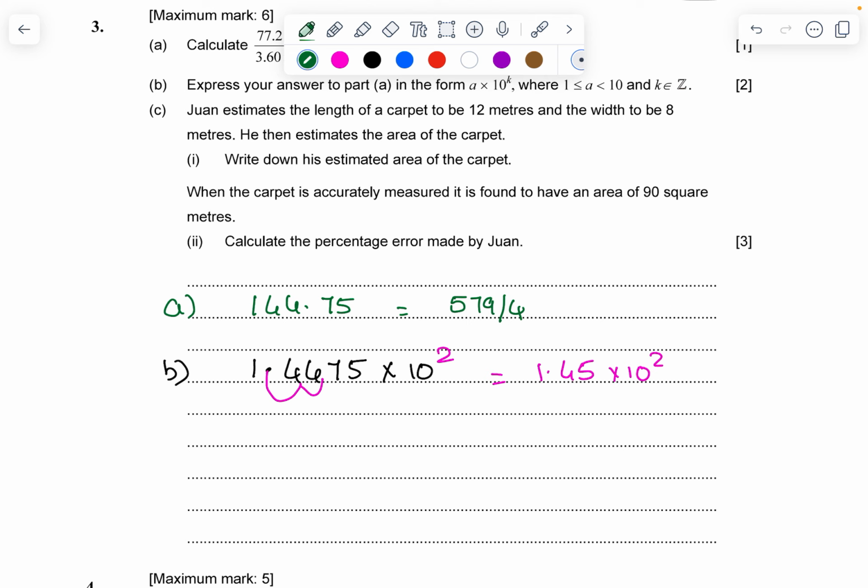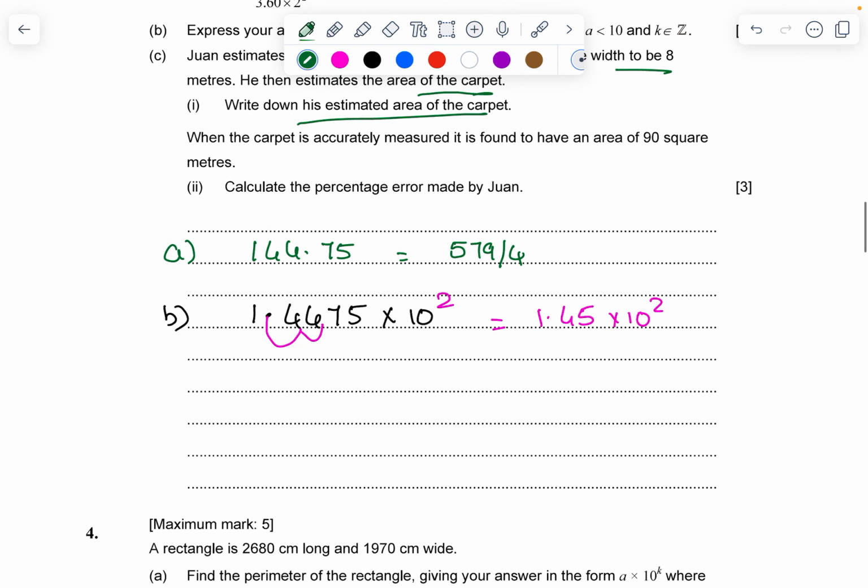Yon estimates the length of the carpet to be 12 meters and the width to be 8 meters. He then estimates the area of the carpet. Write down the estimated area of the carpet. So estimated area is going to be length times width, which is 12 times 8, which is 96 meters squared.